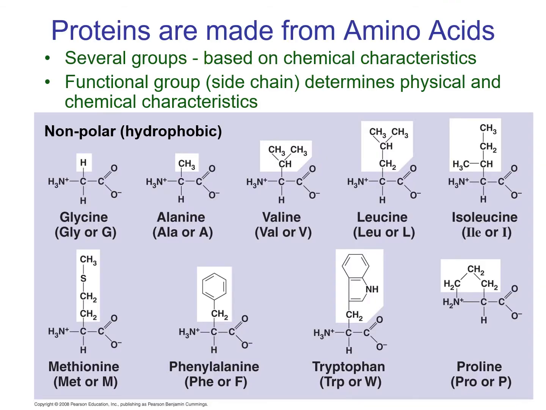The functional group, shown here highlighted in white, is going to determine the properties of that particular amino acid. The simplest one is glycine. There's just a hydrogen there. The other ones are more complicated. Some of them are quite complicated. Tryptophan has this rather complex side chain with these cyclic structures in it. In fact, the side chain is more complicated than the actual backbone of the amino acid.